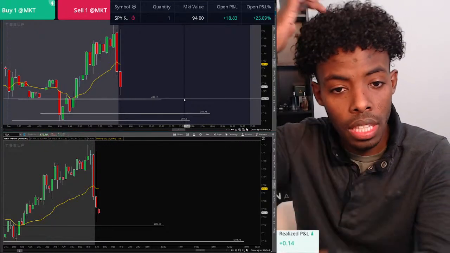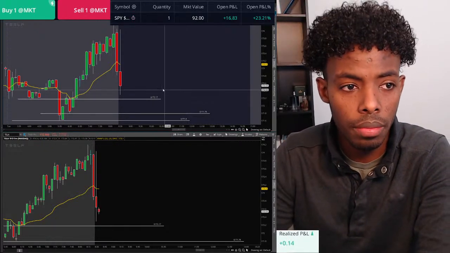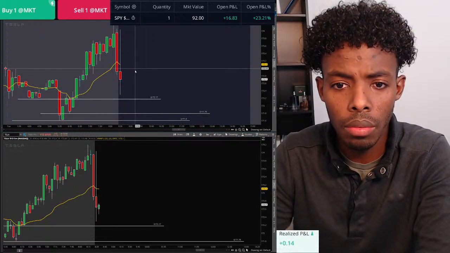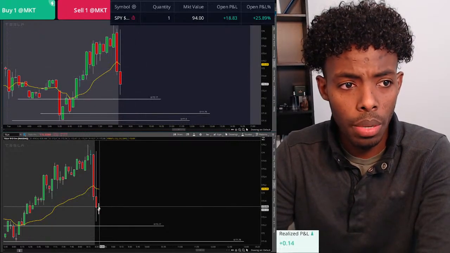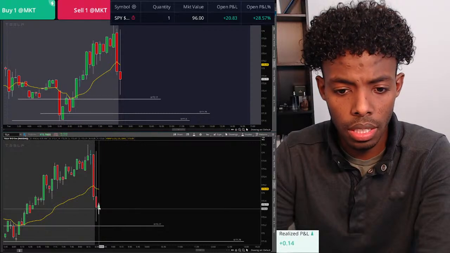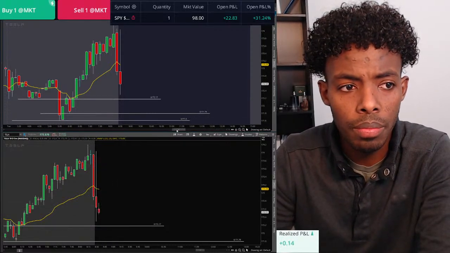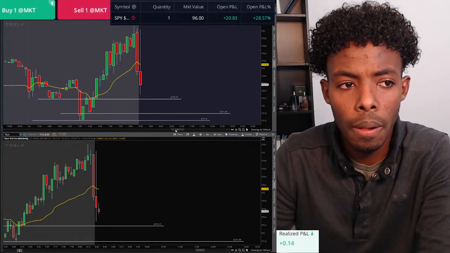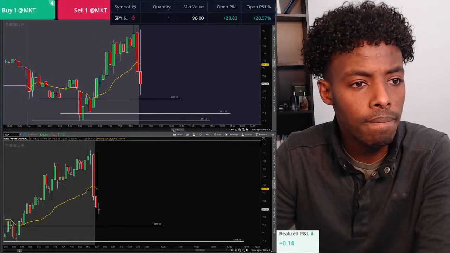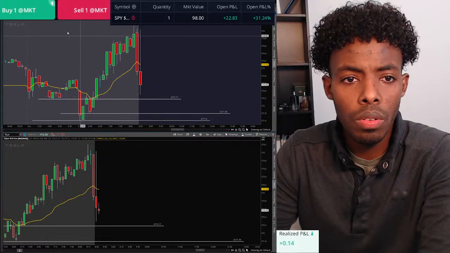SPY is still underneath that level that I'm trading, so I'm going to just maintain that one contract. Tesla opened up all the way here. Oh my goodness, it opened up well below the VWAP. So well below the VWAP. Okay. That's what's going on with Tesla right now.